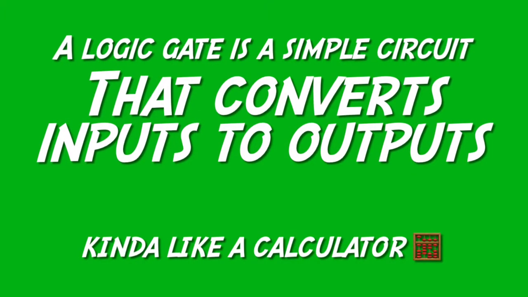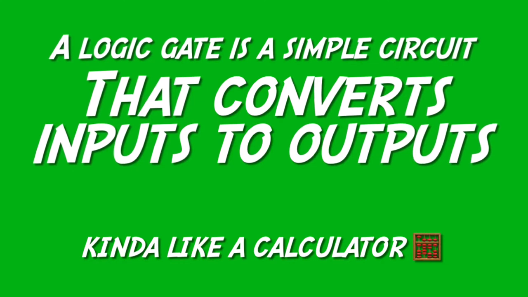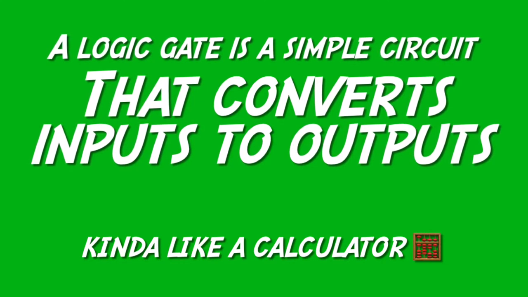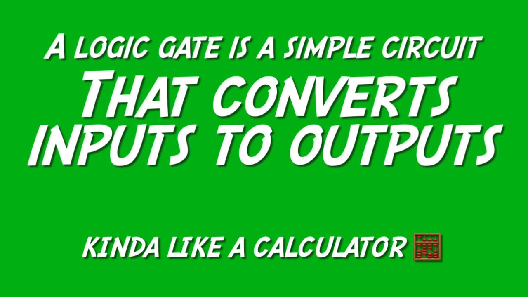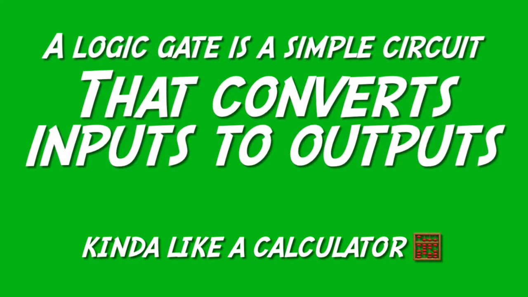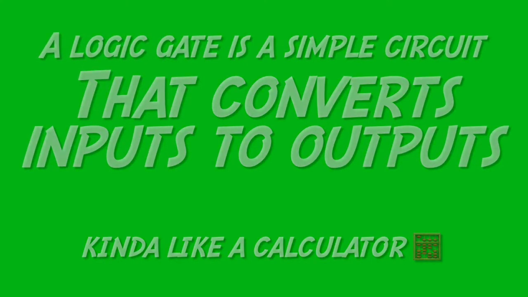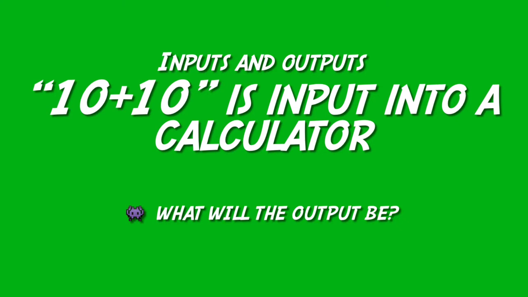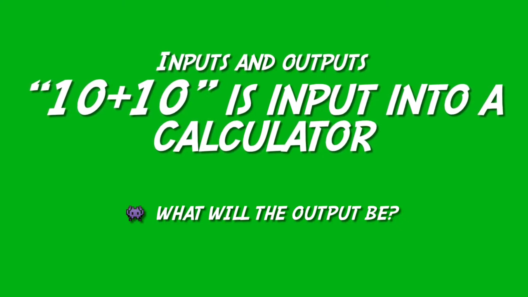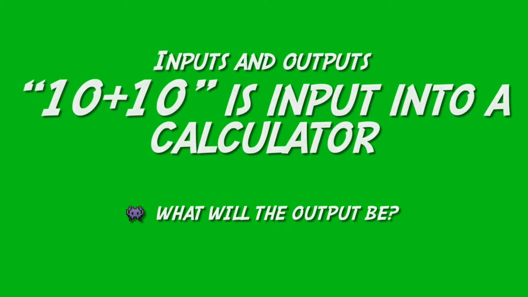In last week's video, we briefly introduced some new terms, and today we're going to take some more time to talk about them. We talked about inputs and outputs. An input is what goes into a system, and an output is what comes out of a system. So think about a calculator. You may type the phrase 10 plus 10 into the calculator as an input. The calculator will then display the answer of 20 as an output.